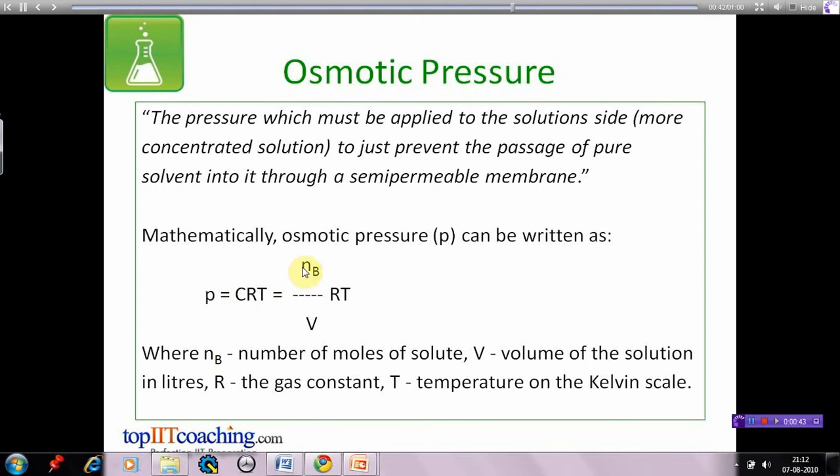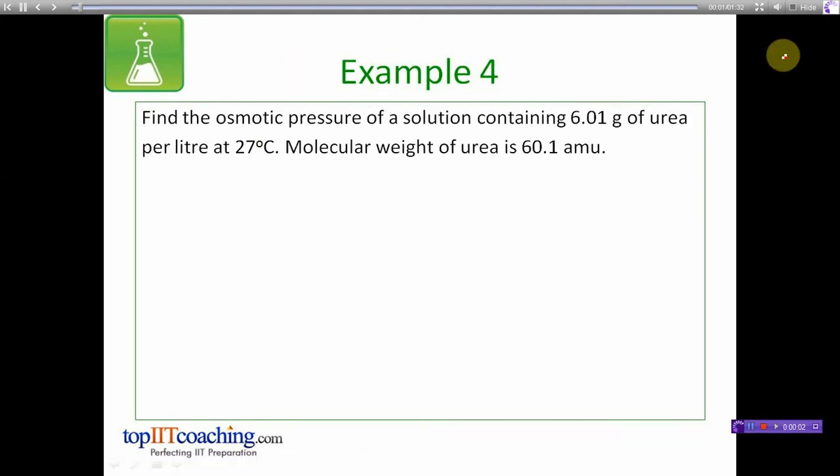Mathematically, we can write P is equal to CRT, which is further equal to NB divided by V into RT. C is the strength of the solution, NB is the number of moles of the solute, V is the volume of the solution in liters, R is the universal gas constant, and T is the temperature of the solution on Kelvin scale. Let's solve this simple numerical based on the osmotic pressure. We have to find the osmotic pressure of a solution which contains 6.01 gram of urea per liter at 27 degrees centigrade. The molecular weight of urea is given to us, that is 60.1 AMU.